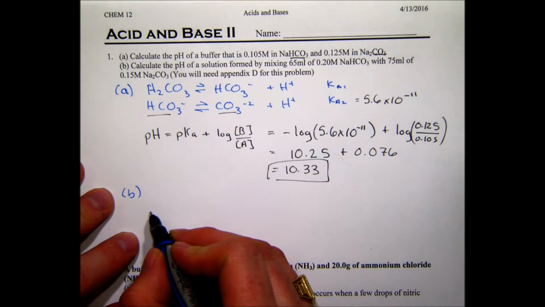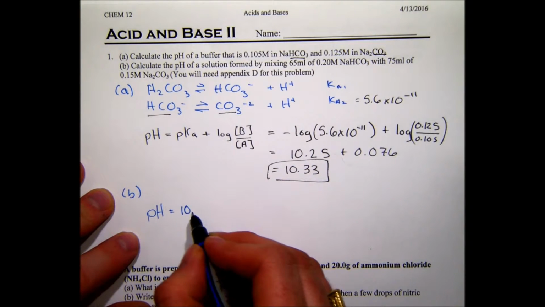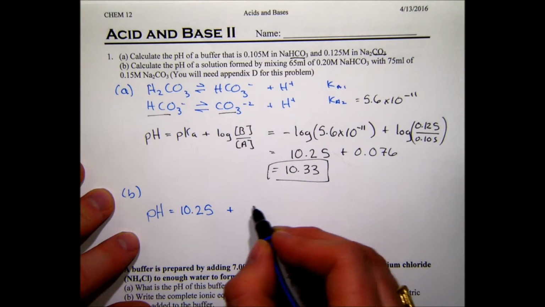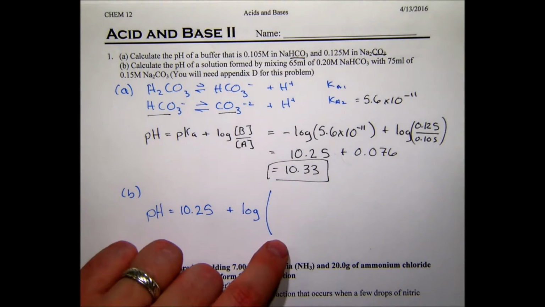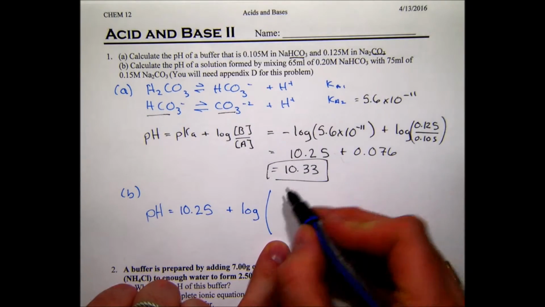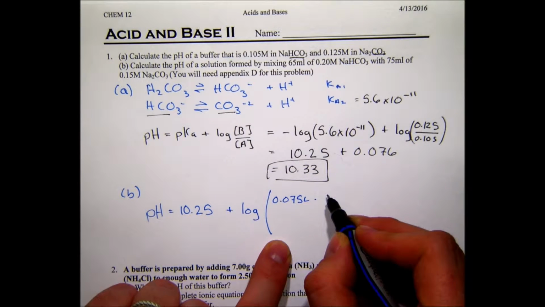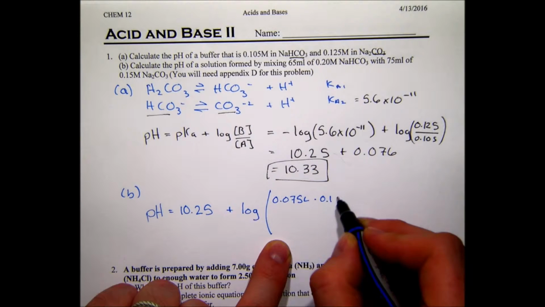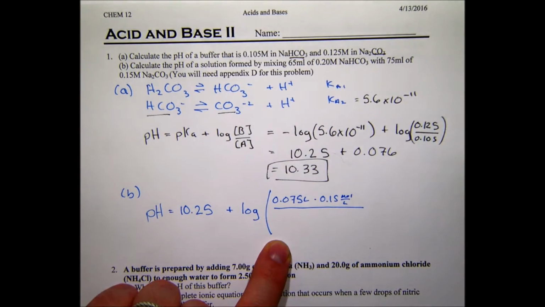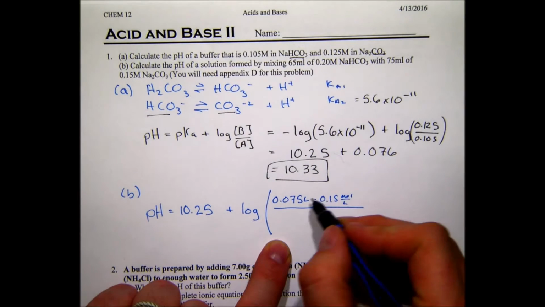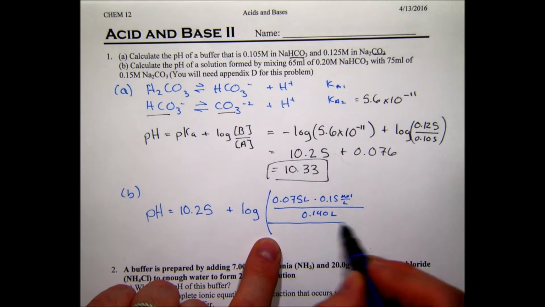So what we can write is pH equals pKa, which is 10.25. That doesn't change. Plus the log. We're going to write a big bracket here and try and solve what we're doing. So we have our base. We have 0.075 liters times 0.15 moles per liter of the sodium carbonate, divided by 0.140 liters, which is the total volume of the mixture.